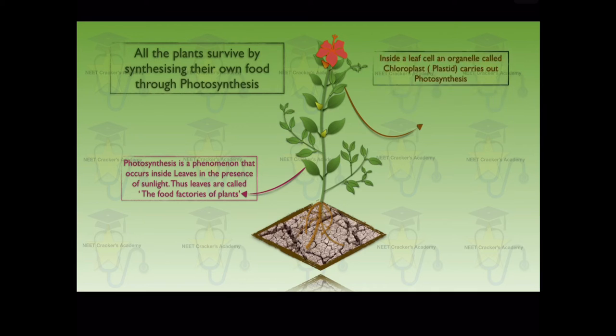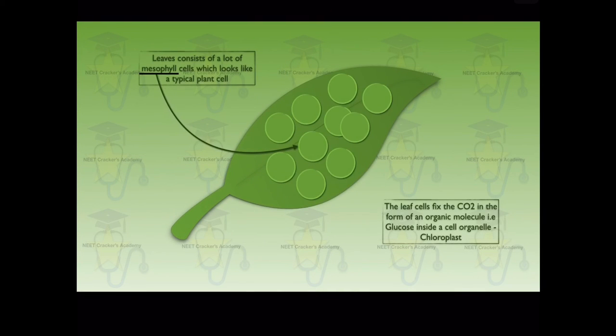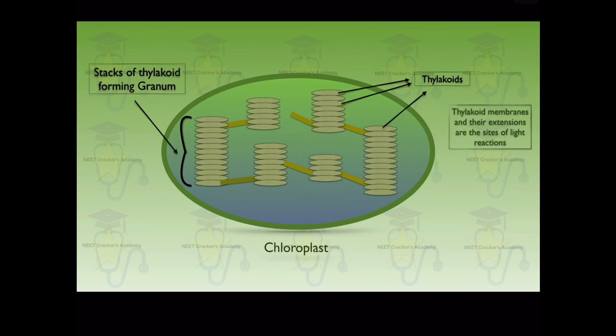Leaves consist of mesophyll cells, which look like a typical plant cell containing chloroplasts. And these chloroplasts, also called plastids, are the actual site of photosynthesis. A chloroplast is a double-membraned organelle consisting of stacks of thylakoids. A bunch of thylakoids stack one above the other, forming a granum. All such grana are together called a grana.